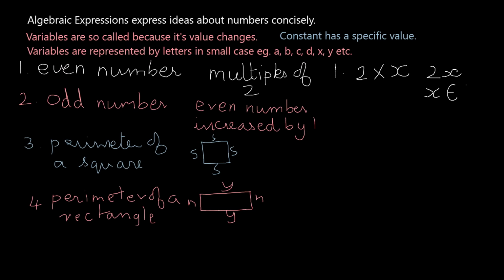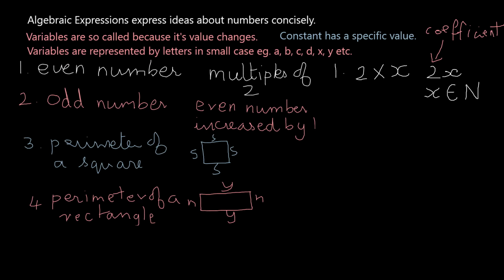Here I'm using N to denote natural numbers, and the Greek letter epsilon denotes belongs to. Now I would also like at this point to introduce another algebraic term. The 2 before the x is referred to as a coefficient. The 2 is a coefficient factor, the coefficient of x.